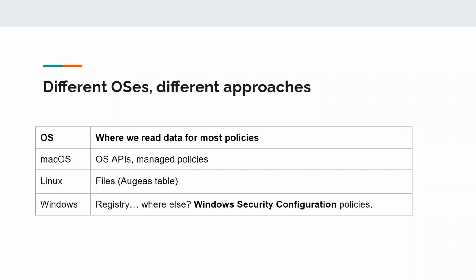On Linux, pretty much everything is a file. And there's a table called Augeas in Linux that essentially lets you read a configuration file as if it was a table, right? So if you want to check your OpenSSH config to see if root logins are enabled or not, you would be able to do that with Augeas. But on Windows, a lot of these security configurations are in the registry, but not all of them. And even when they're in the registry, it's not always that clean or that simple.